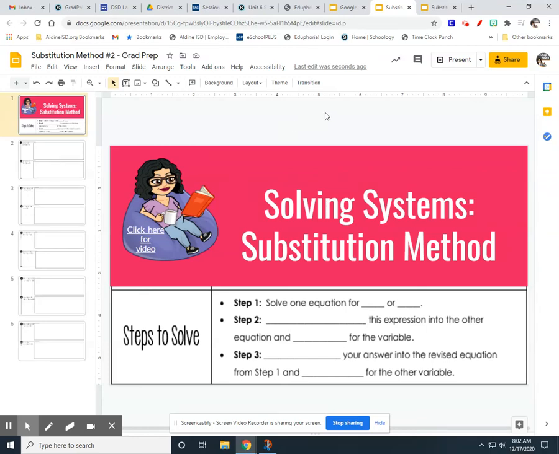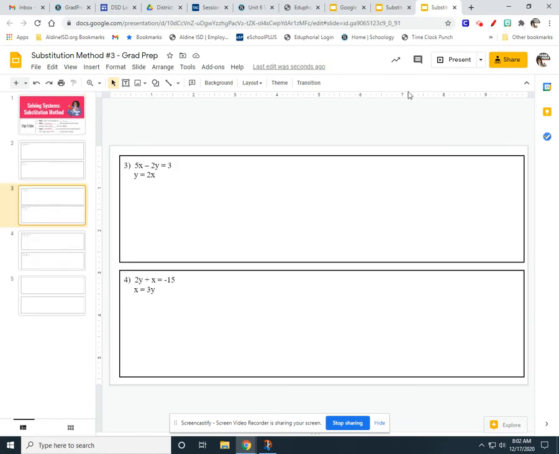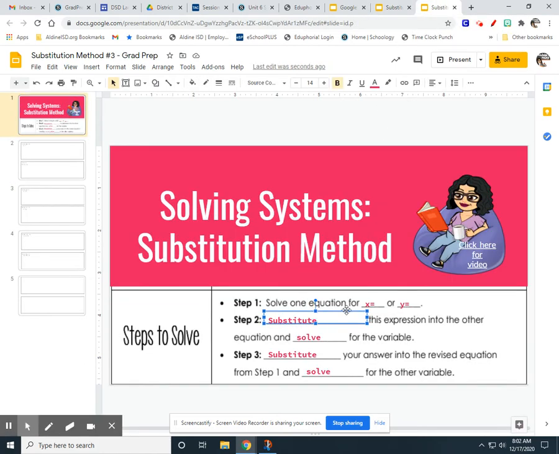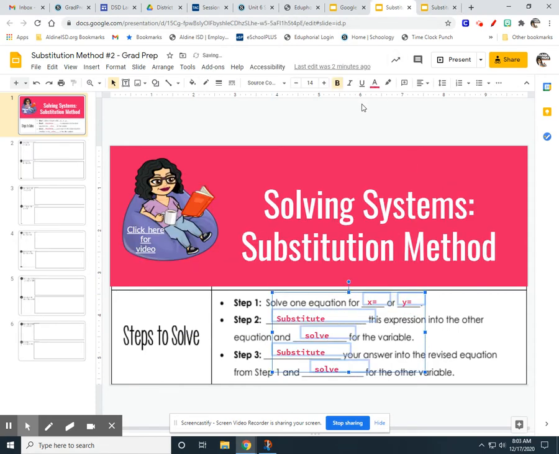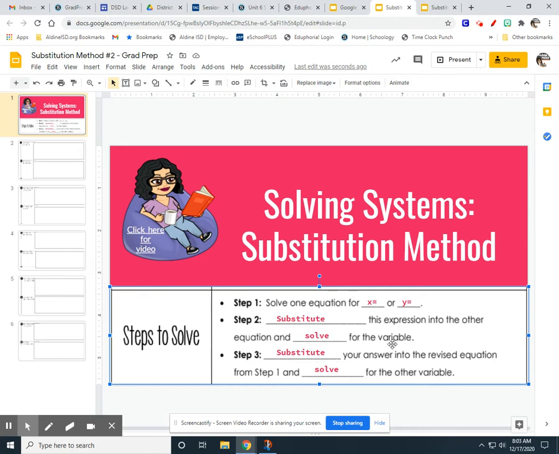Okay, well here's the next day. We're on substitution again. Let me go ahead and get the words that we have from this one. It's the same one. Copy, and we're going to paste it over here. We're still going to be making sure that one of them is solved for x equals or y equals. We're going to substitute it, solve for the other variable, substitute it again for our answer into the first equation we had, and then solve for that variable.